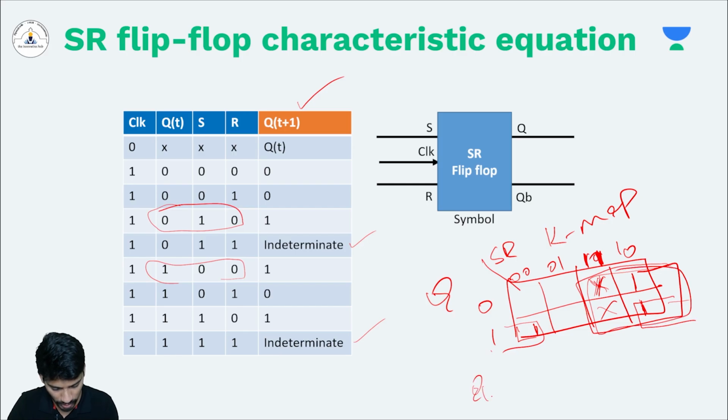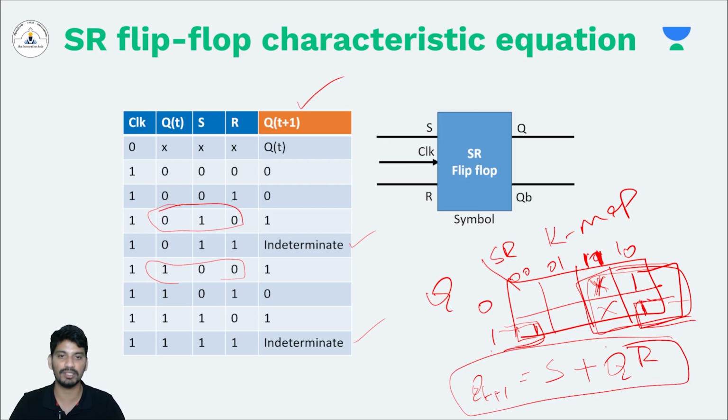The output Q(t+1) is equal to S, because here Q will get cancelled and S will remain and R will get cancelled, plus if you combine these two, then Q will stay, and S will get cancelled and you will get R bar. So this is the characteristic equation of the SR flip-flop: Q(t+1) = S + Q R bar. Whenever you want to represent the SR flip-flop, you can represent it by using this equation.